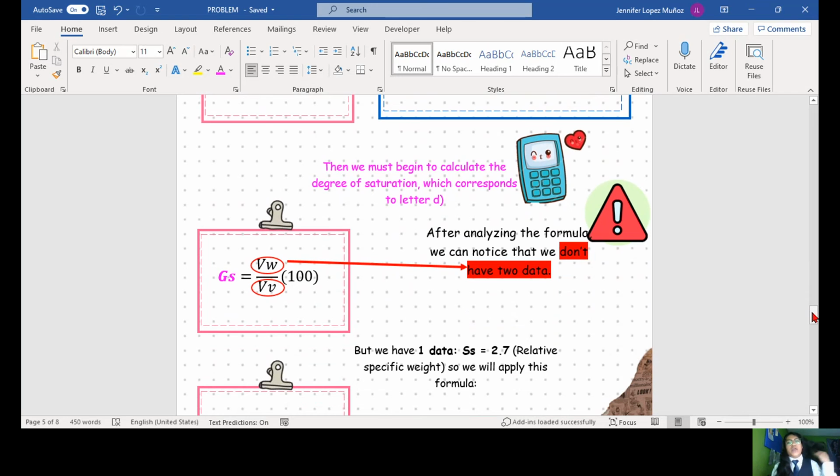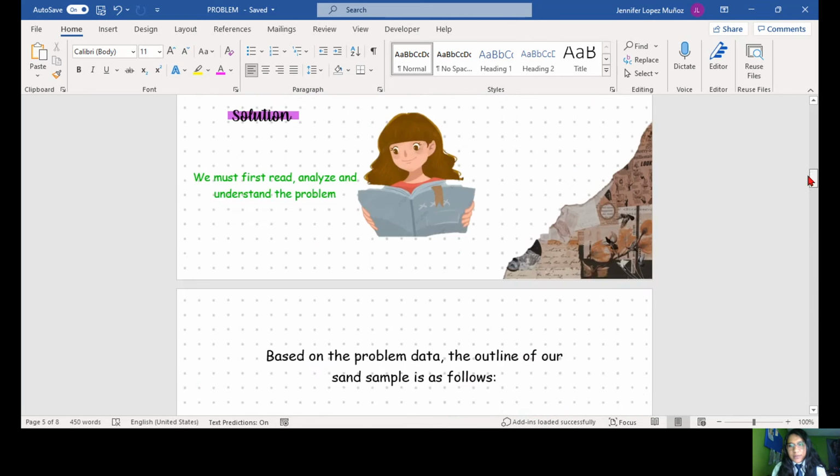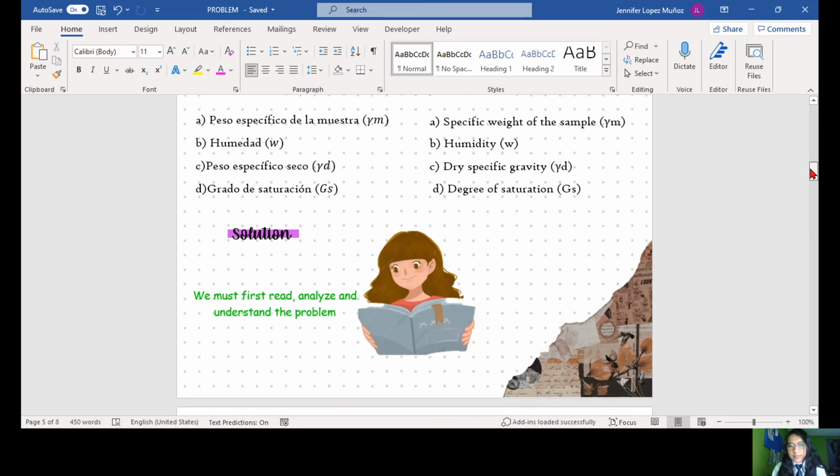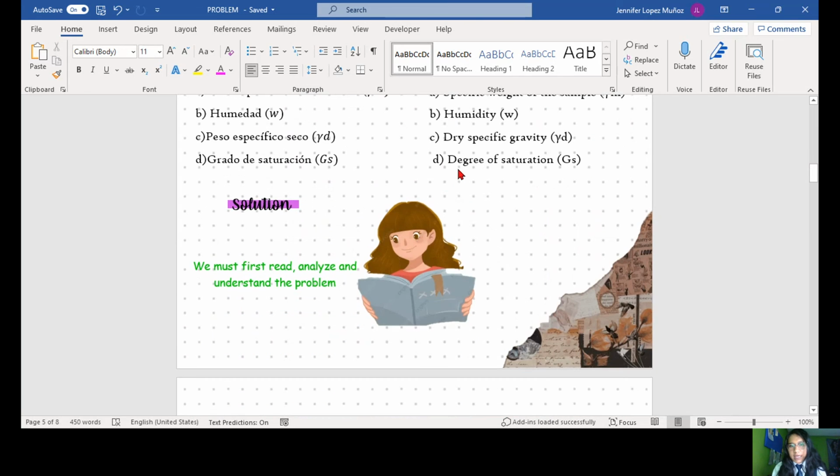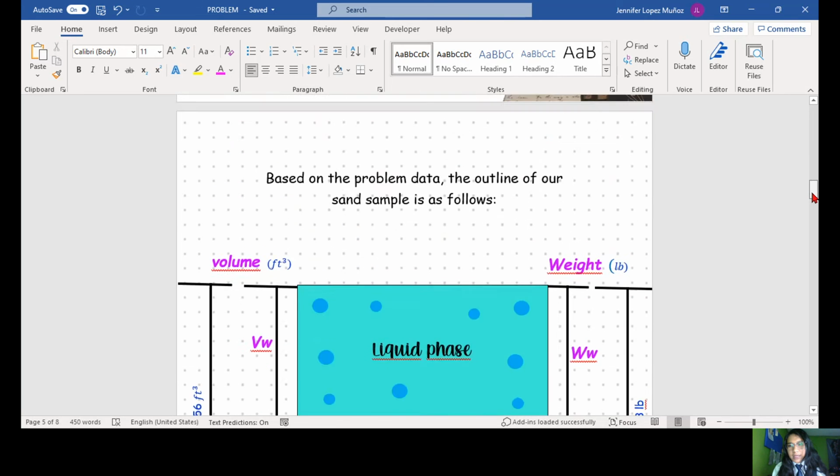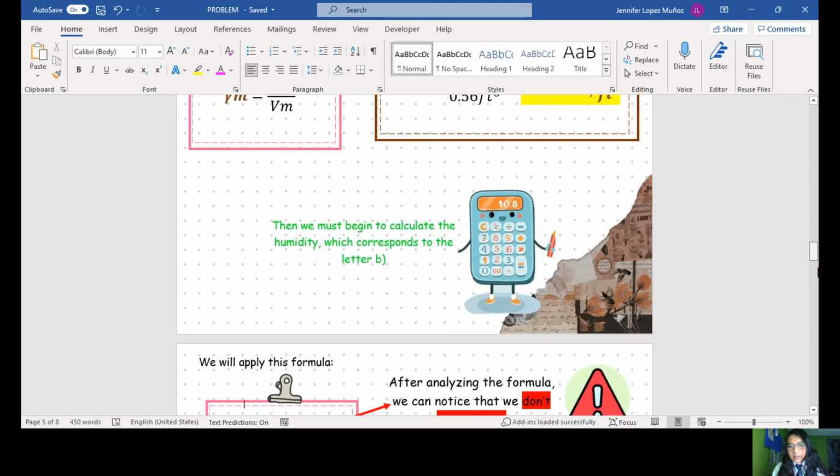Then we begin to calculate the degree of saturation, which corresponds to letter D, because the problem asks us for the degree of saturation, corresponding to letter G with letter S.